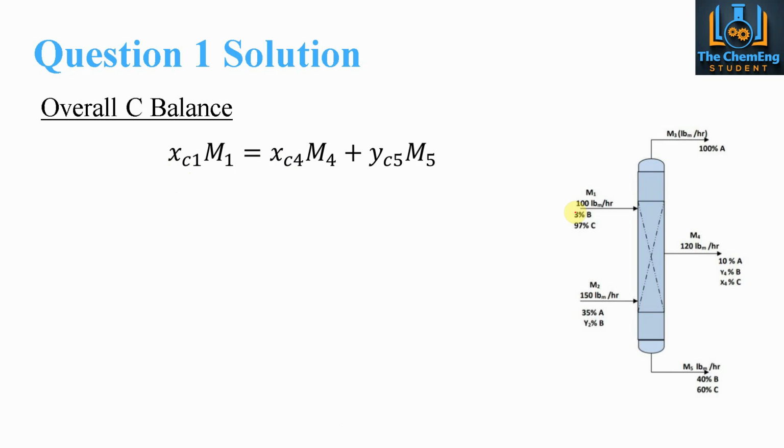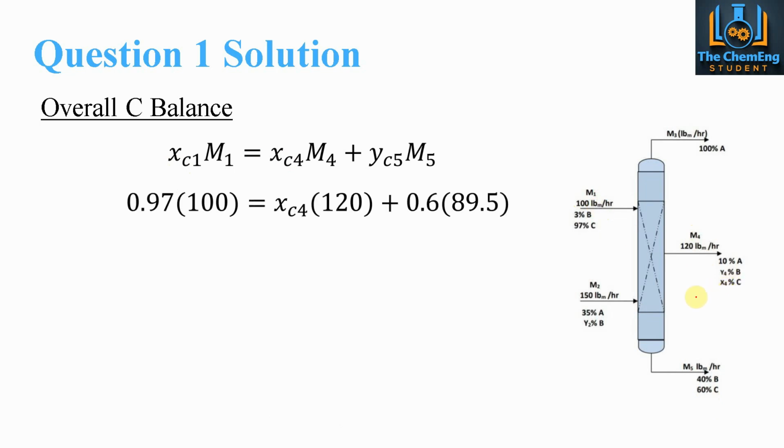So again, we have C featuring in M1, we have C featuring in M4 and in M5. Now we know the composition in M5 and we know it in M1, but we don't know it in M4. So that is one of the things that we need to determine. So now we can manipulate this equation because the only unknown here is XC4, i.e. X4 here. So when we solve this equation and we rearrange, we work out that X4, so the composition of C in stream 4, is 0.36, i.e. 36%.